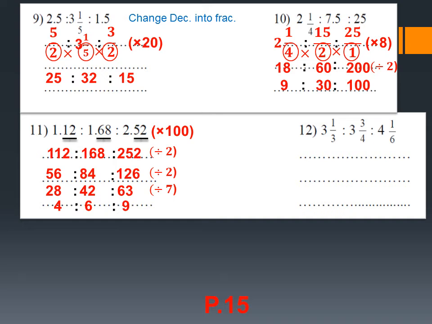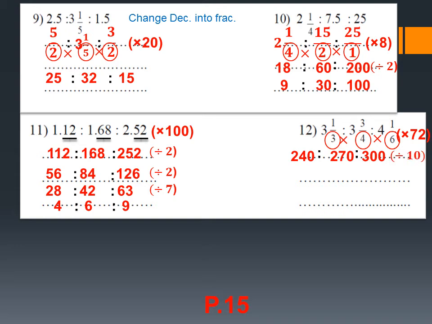3 and 1/3, 3 and 3/4, 4 and 1/6. Circle 3, 4 and 6. Multiply all of them to form that: 3 times 4 times 6 equals 72. Multiply each fraction by 72. 3 and 1/3 times 72 equals 240. 3 and 3/4 times 72 equals 270. 4 and 1/6 times 72 equals 300.